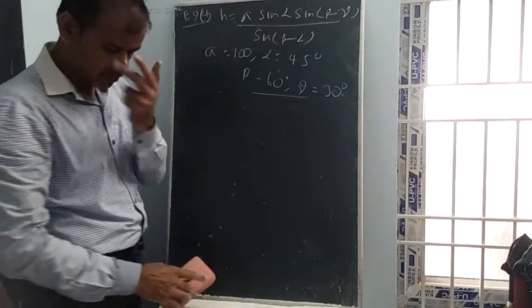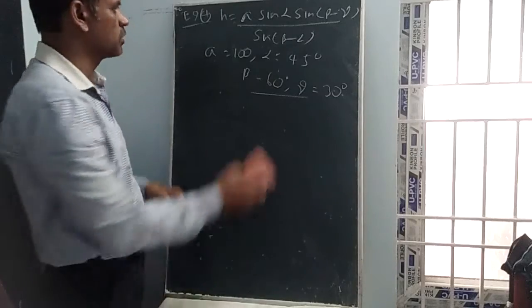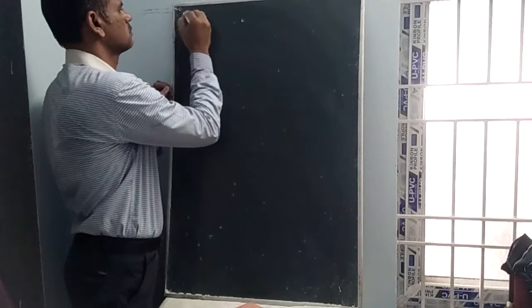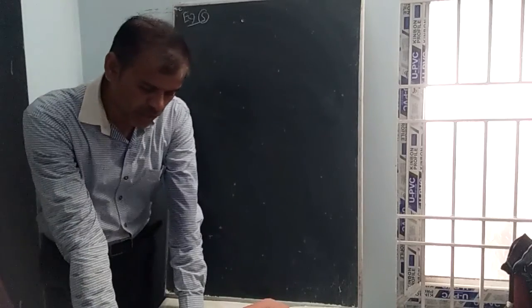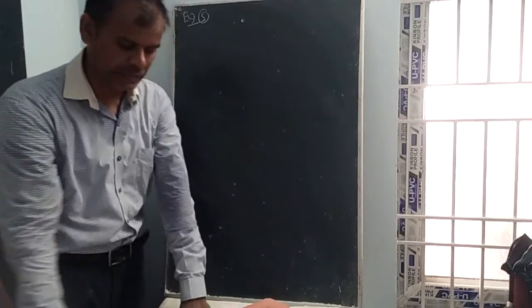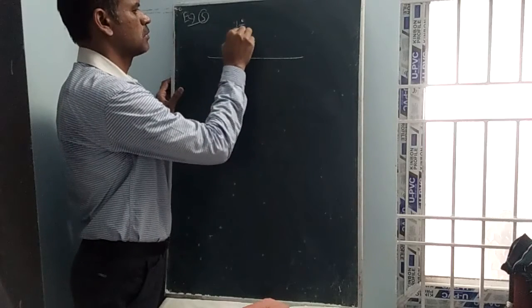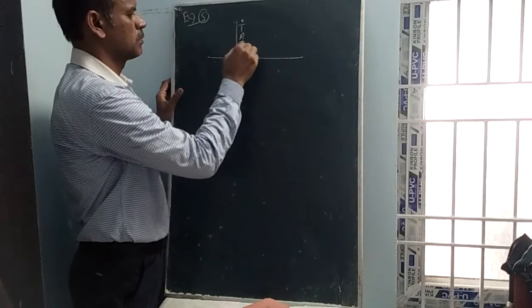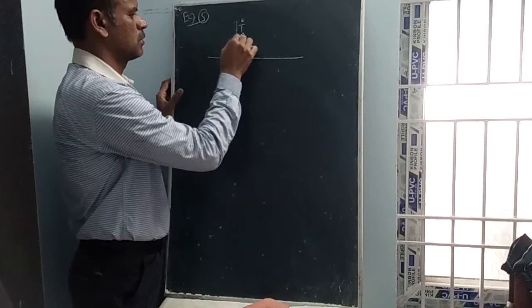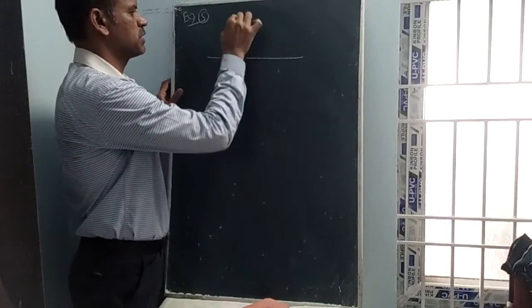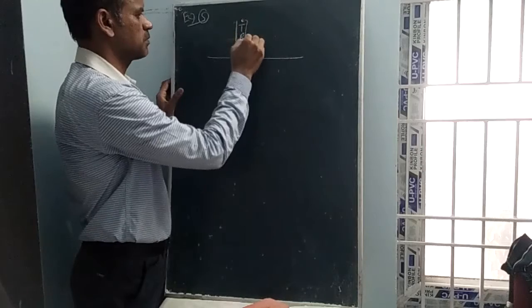Now let us see example 5, an important one. JEE Mains 2014 question. Example 5, page number 181. Read the question. A bird is perched on the top of a tree 20 meters high. This is the tree.